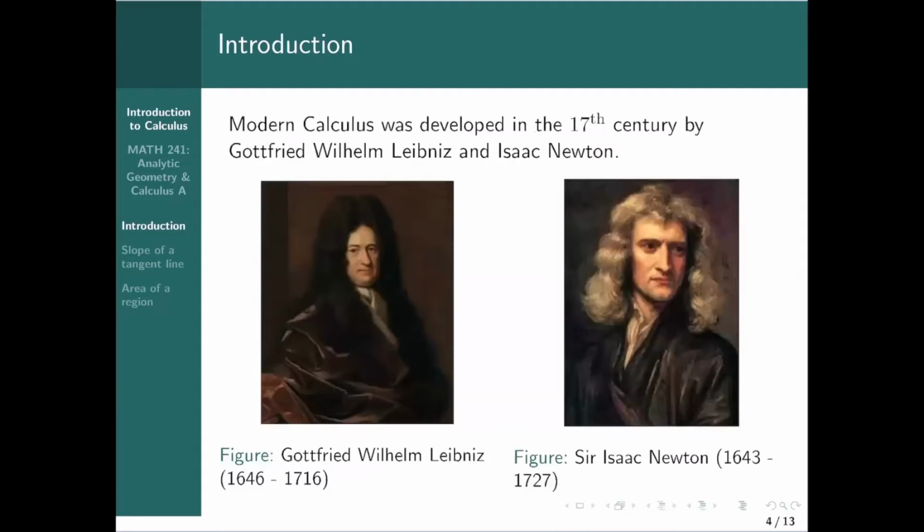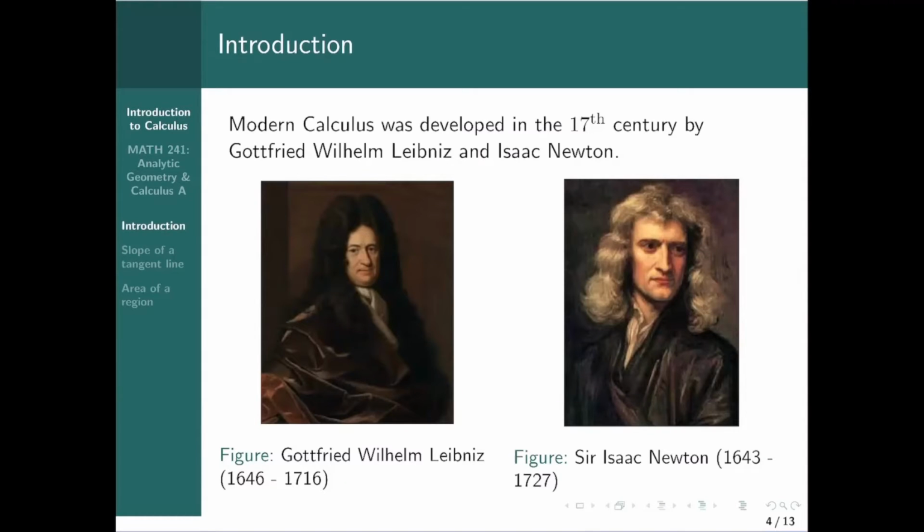To give you an idea of the history of modern calculus, here we have the pictures of two mathematicians, Leibniz on the left and Newton on the right. And they were the mathematicians who developed modern calculus in the 17th century in Europe. Even though they worked around the same time, they didn't work together, they worked independently. A fun fact is that calculus was developed during the Great Plague, which happened in the second half of the 17th century.